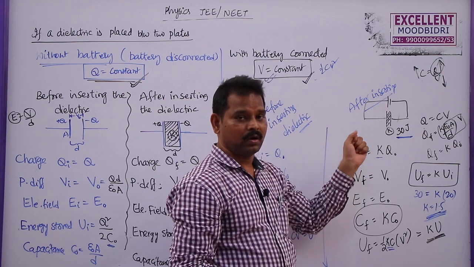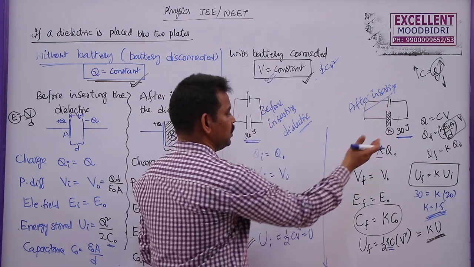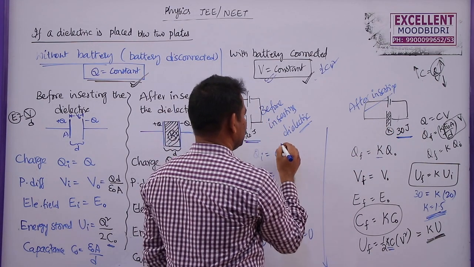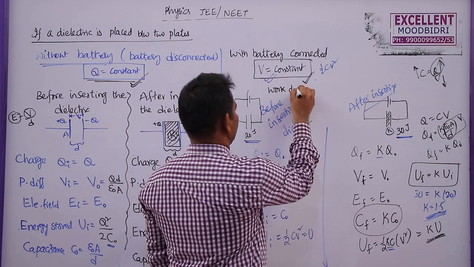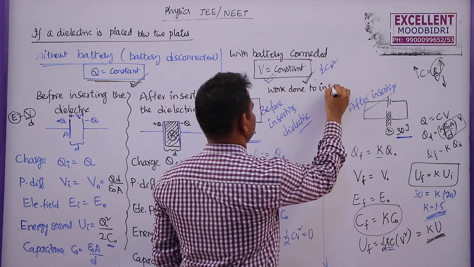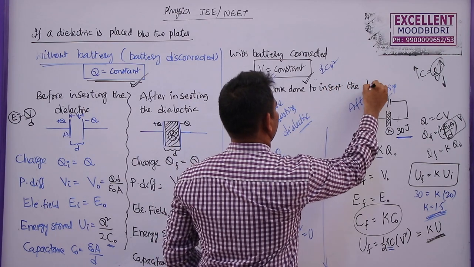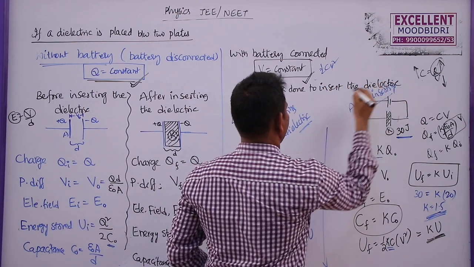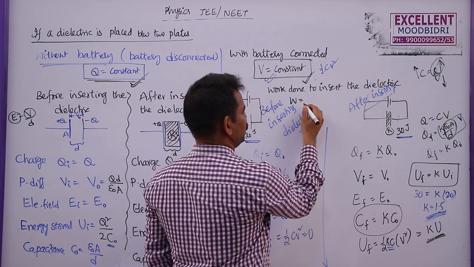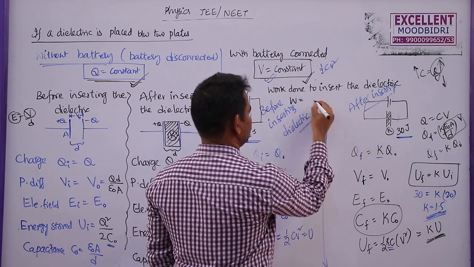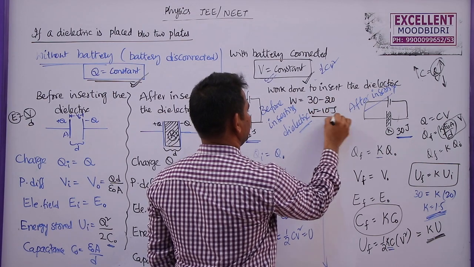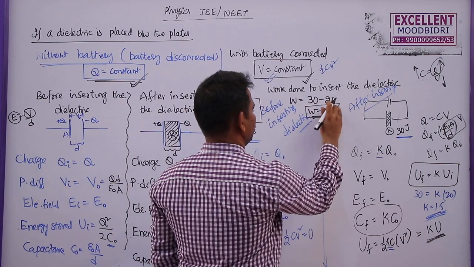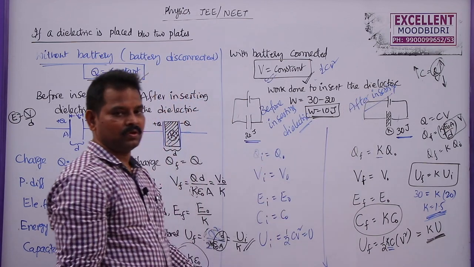So, what is the work done to insert the dielectric? It means the difference between these two energies. Work done to insert the dielectric is given by W equals 30 minus 20, that is 10 joules of work is required to insert this dielectric between the two plates.